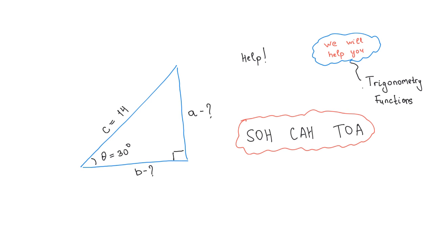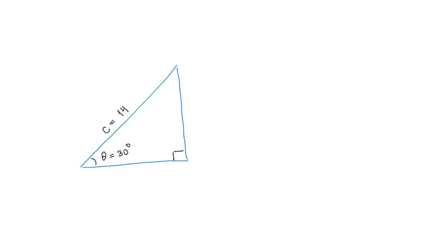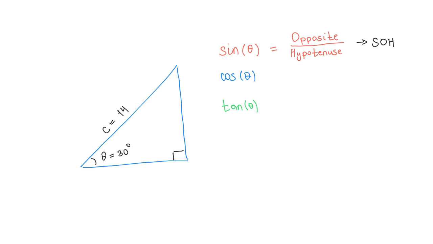Let's get started. There are three trig functions you need to know: sine, cosine, and tangent. Sine of an angle is equal to the opposite leg over the hypotenuse. It stands for SOH from the phrase we remembered. For our example, sine of 30 degrees is equal to A over 14. Cosine of an angle theta is equal to the adjacent leg over the hypotenuse. It stands for CAH of the phrase. In our case, cosine of 30 degrees is equal to B over 14.